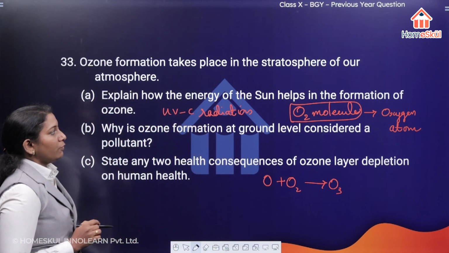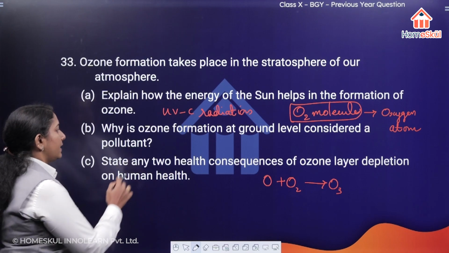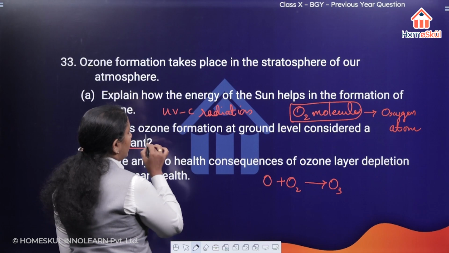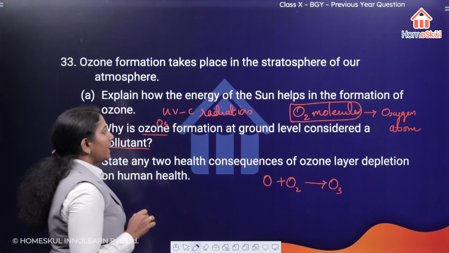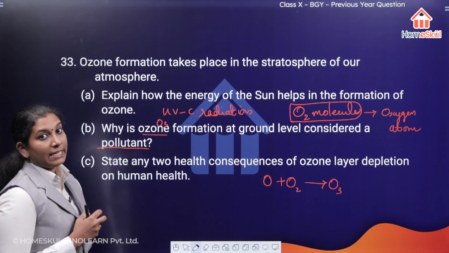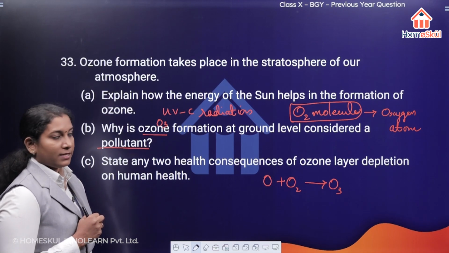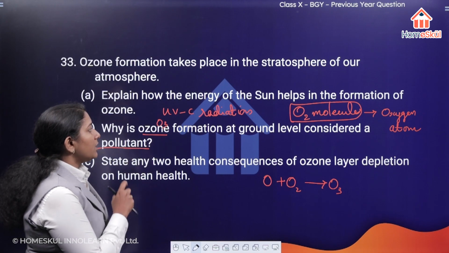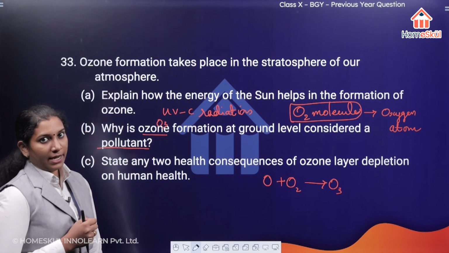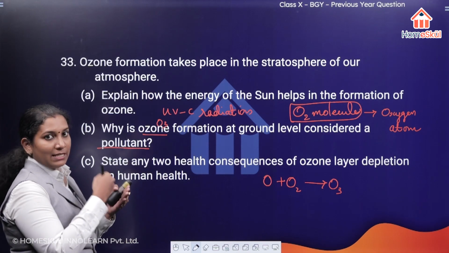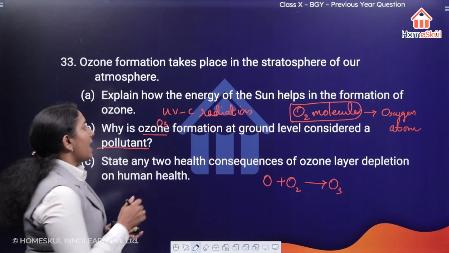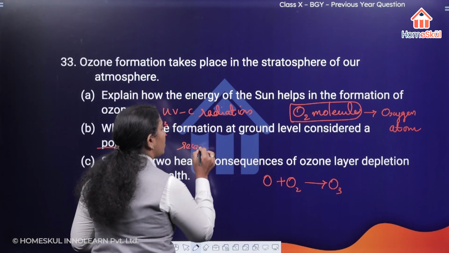Then why is ozone formation at ground level considered a pollutant? That is the ground level ozone. It is a colorless and irritating gas. The ozone which is formed at the ground level is considered a colorless and irritating gas, which is formed just above the Earth's surface. And this gas is considered a secondary pollutant.